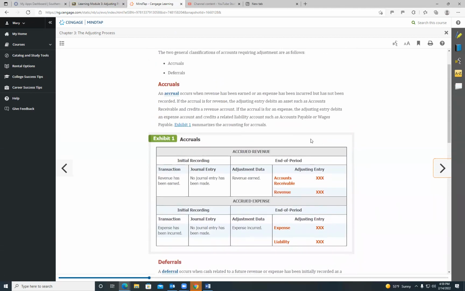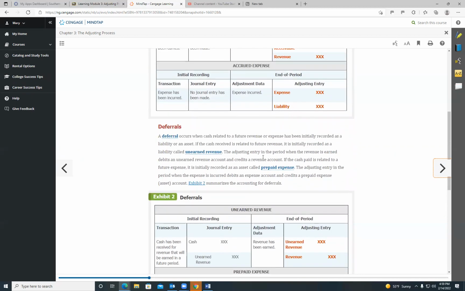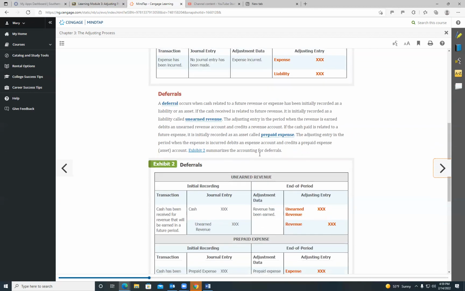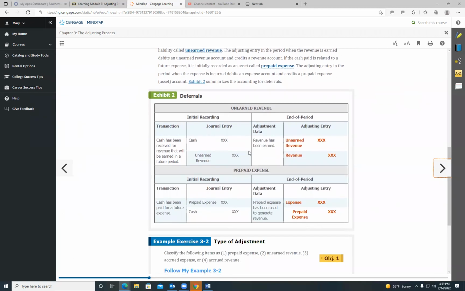An accrual, you've provided the service or the product without being paid, or you've incurred the expense without paying the bill yet. So accruals means that no cash transaction has occurred yet. Deferrals means the cash transaction has occurred, but the other half has not. So here's an example of some journal entries for the unearned revenue and the prepaid expense portions of adjusting entries.